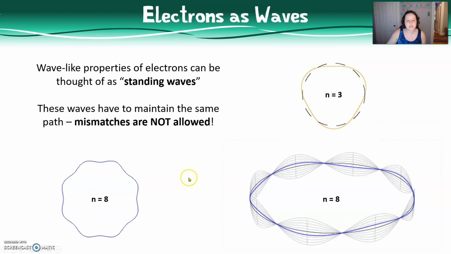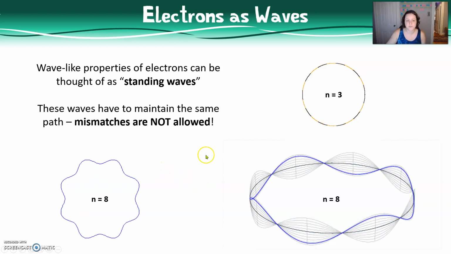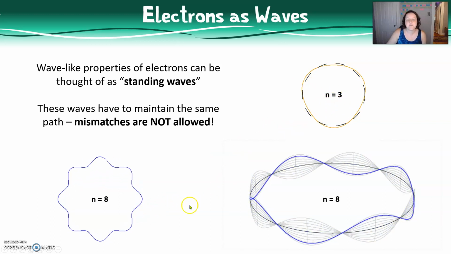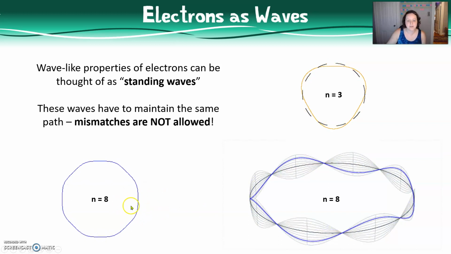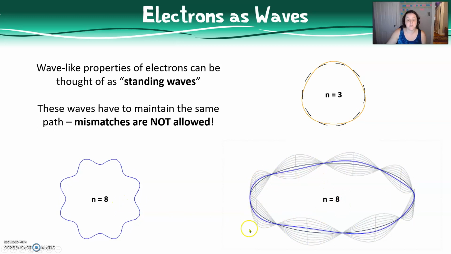Here are some animations that may help visualize these standing waves for particular energy levels. In the top right, we see the standing wave for the 3rd energy level, and on the bottom, we see 2 different views of the standing wave for the 8th energy level, one from a top-down view and one from a side view.